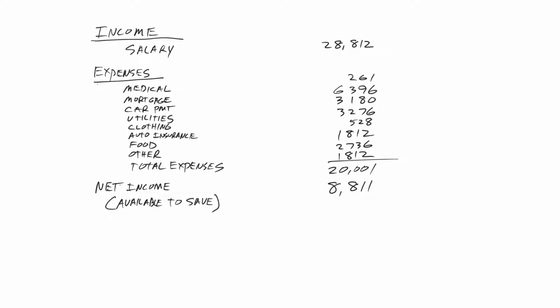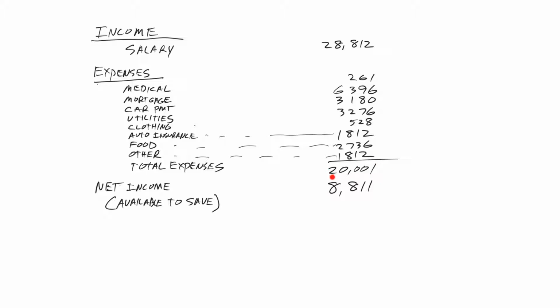And the other expenses, looks like I should have drawn some lines over there. Let's see, auto insurance, food. And yeah, there we go. Food was $27.36, and other expenses total $18.12 per year. Add up all the expenses, and we get total expenses of $20,001.